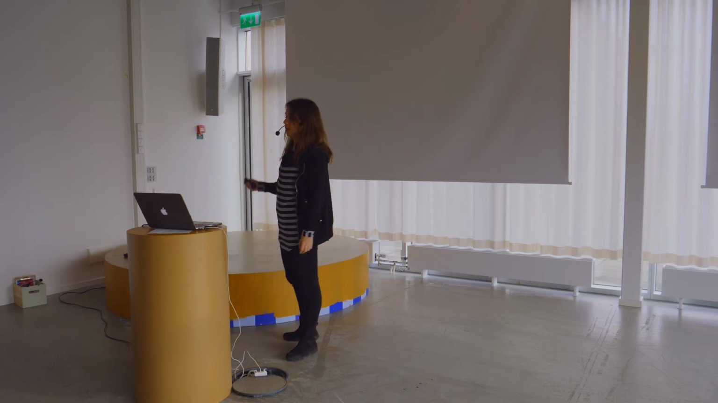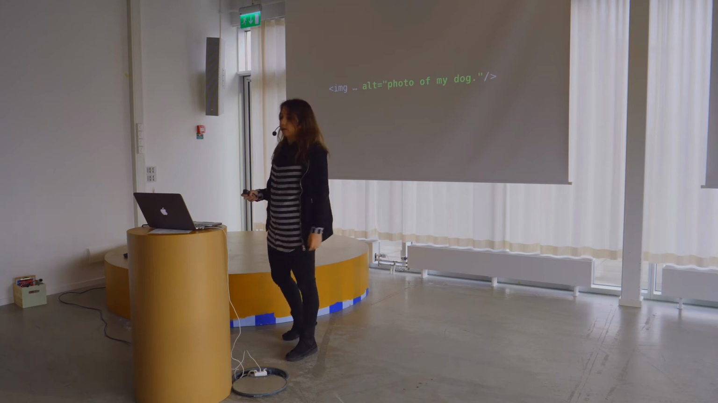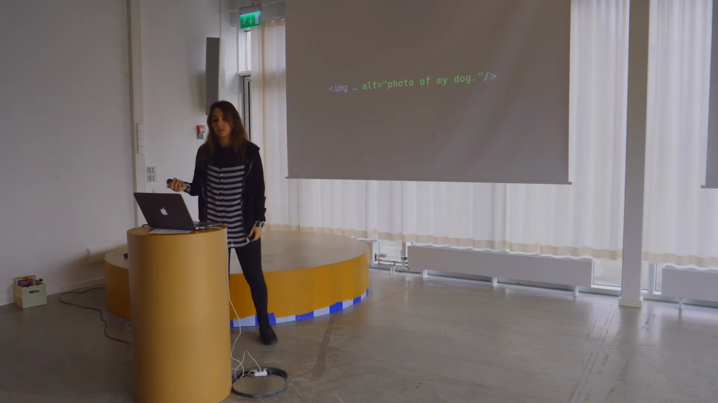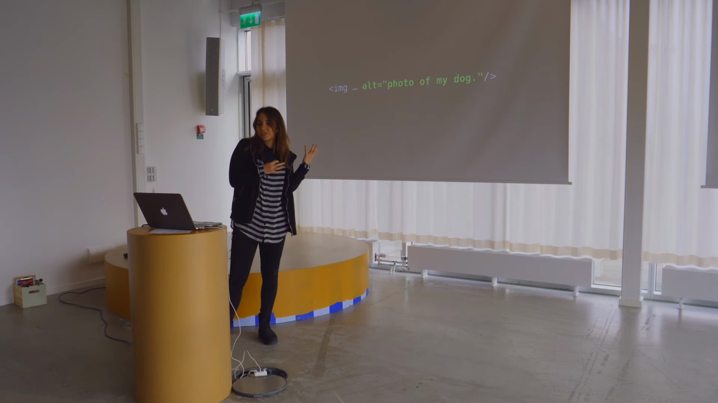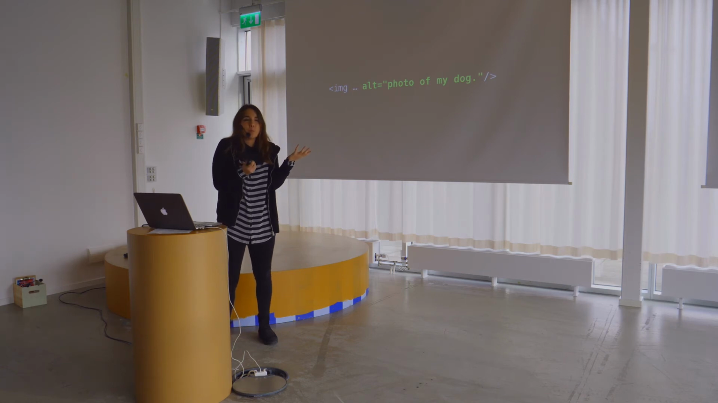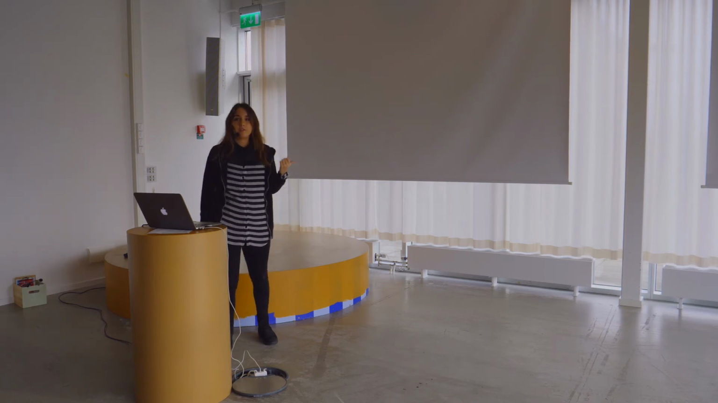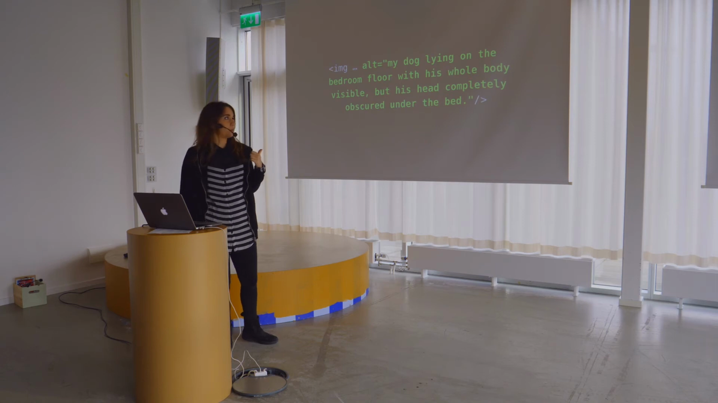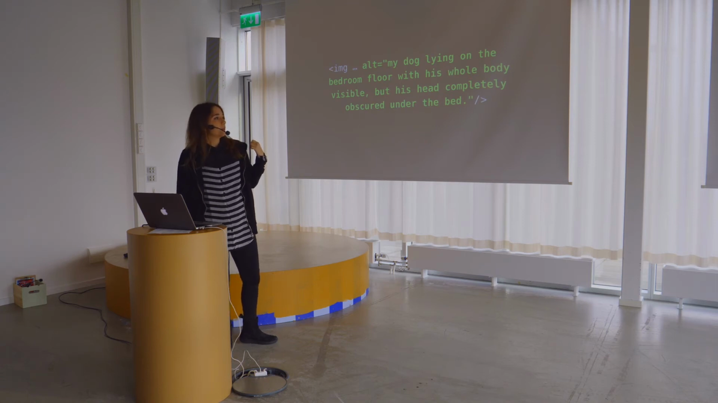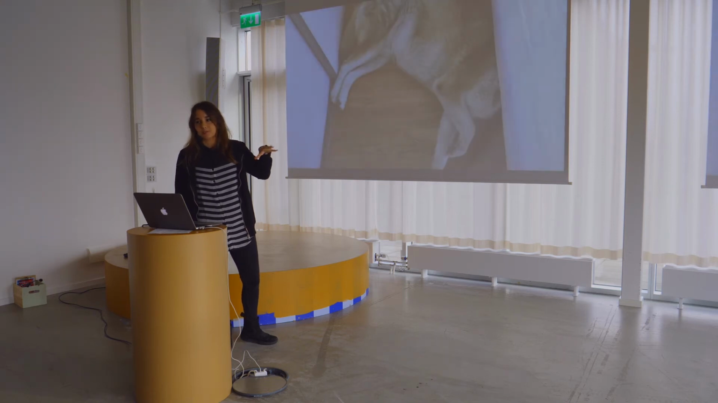So if all you could see is a description saying, photo of my dog, there's not much point to that image. Like, what makes that photo of my dog special? Why did I share that particular photo of my dog? If, however, I put in an alt attribute of my dog lying on the bedroom floor with his whole body visible but his head completely obscured under the bed, you start to get a vaguely better idea of why I've bothered sharing that image. And it's because my dog's an idiot.